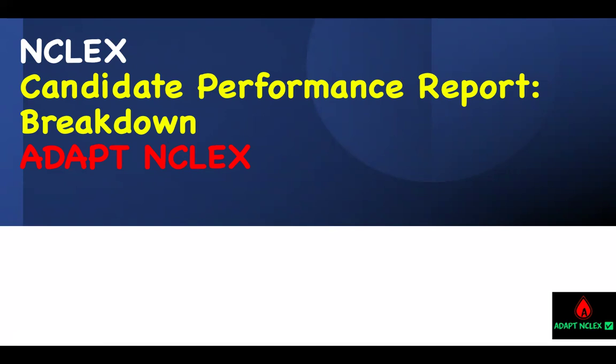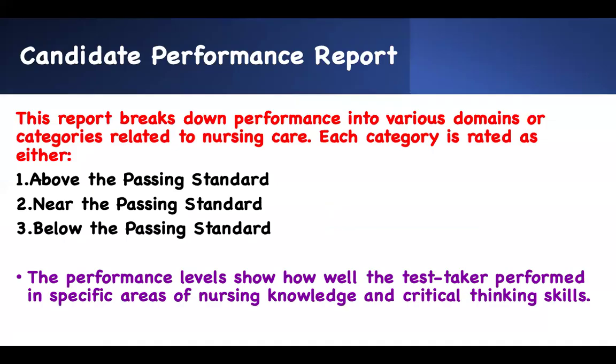We're going to walk through an example of a performance report from an adult NCLEX and learn how to analyze it for yourself. And then you can come up with a game plan for your next attack if you have to take the exams again. The report will break down your performance in various domains or categories related to nursing care. Each category is rated based on a passing standard, whether you are way above it, near passing, or below passing.